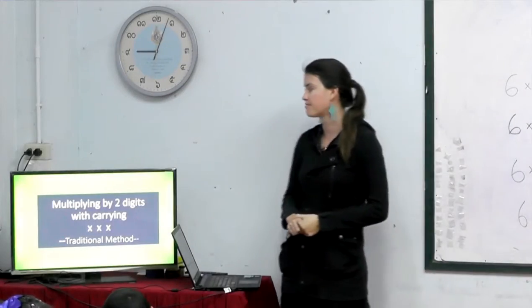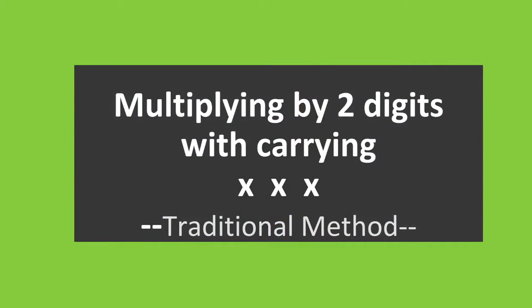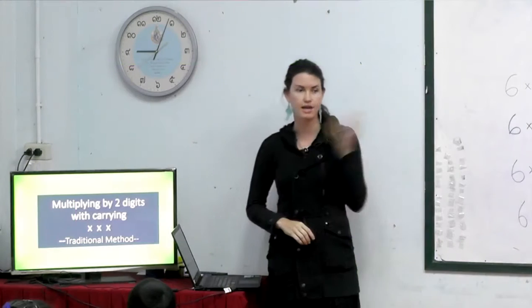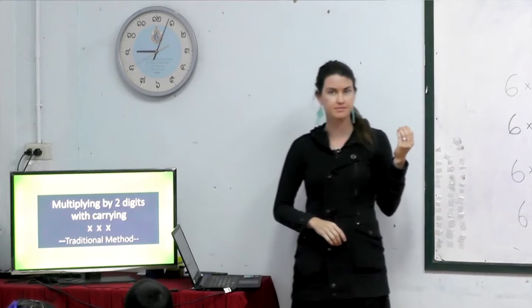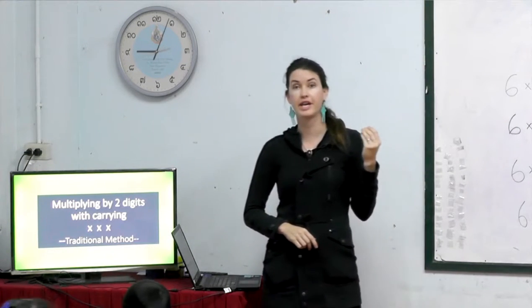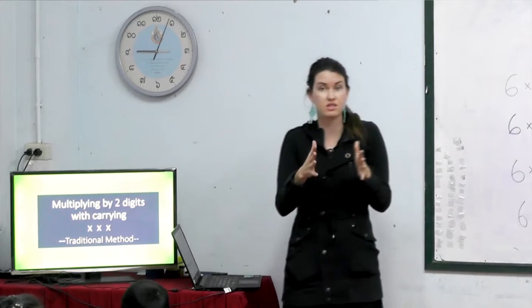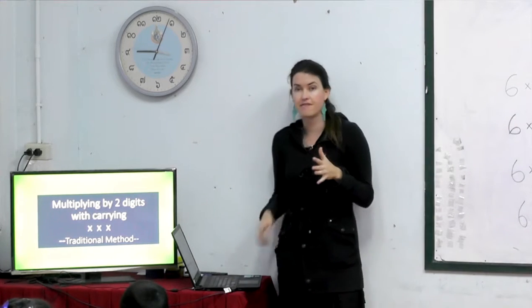Today we're going to talk about multiplying 2-digit numbers again, but this time we have to think about using carrying. Carrying. We've used carrying before in addition. It's when our answer is too big to fit into our place values. So when that happens, we have to move it up to the top and add it in with the rest of our answers.